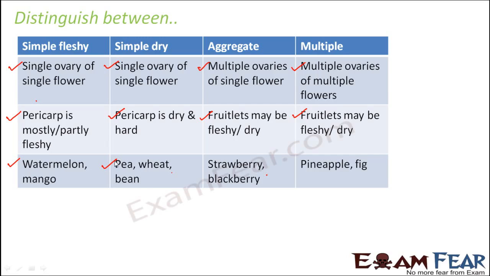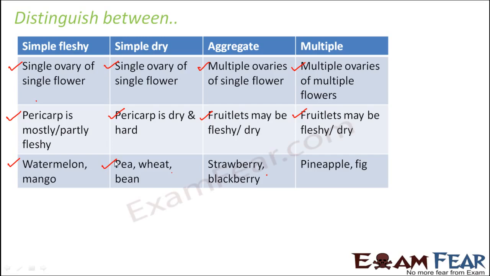Now, please let me remind you that cashew nuts and peanuts are not examples of fruits. Cashew nut is not a fruit; it is a seed. Similarly, peanut is not a fruit. Peanut is a seed. So pea is a fruit, but peanut is not a fruit. It is a seed. So cashew nuts and peanuts are seeds and they are not dry fruits.